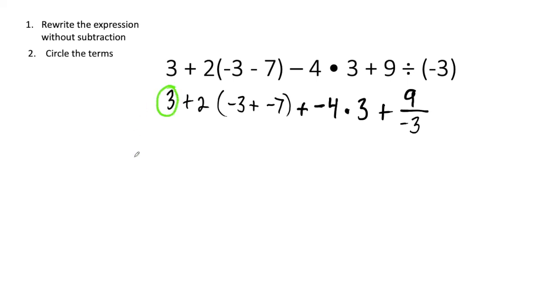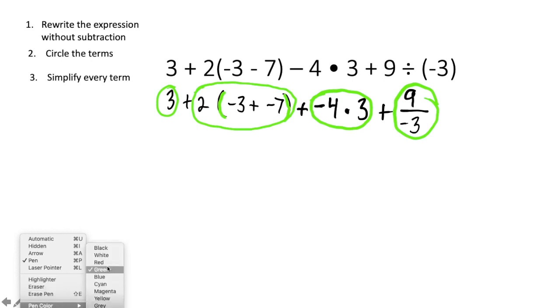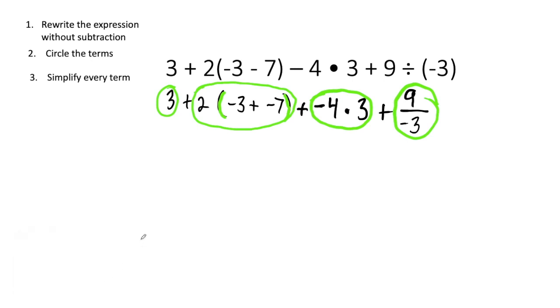3 is a term all by itself, ends at that plus sign. Notice here I've got that plus sign inside parentheses again, so I'm not going to stop after the negative 3. I'm going to keep going until I get to the end of the parentheses. Then I'm going to start after the plus sign. Negative 4 times 3 is a term. And then my very last term is 9 over negative 3. Notice the only thing that's not circled are the plus signs that are not in parentheses. Everything else is inside a term.